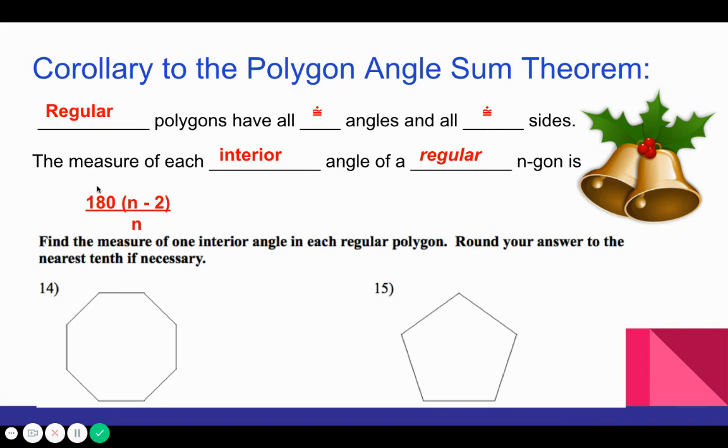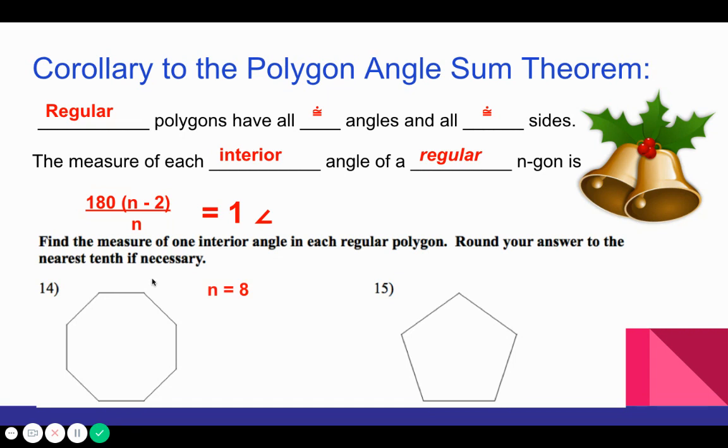Now that gives me the sum inside the polygon, but to get one interior angle, you're going to divide by the number of sides, and that will give you one angle. All right, and we're mostly going to look at regular polygons. So all the angles are the same, all the sides are congruent. So again, here we are at the octagon. All right, n equals 8.